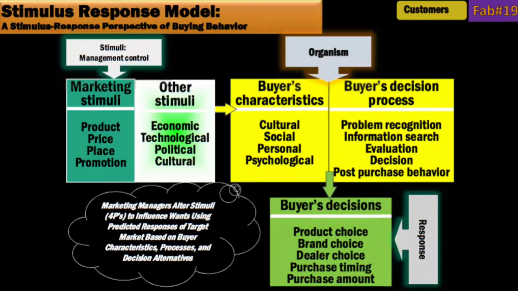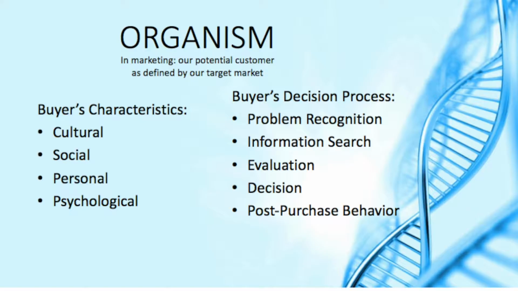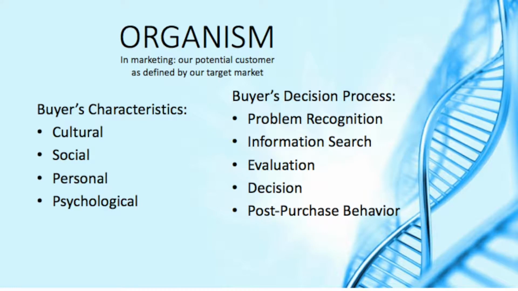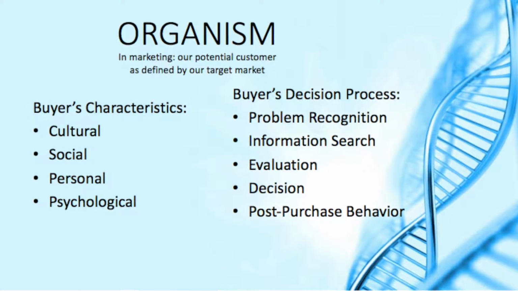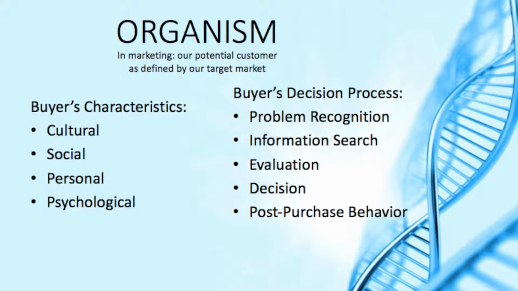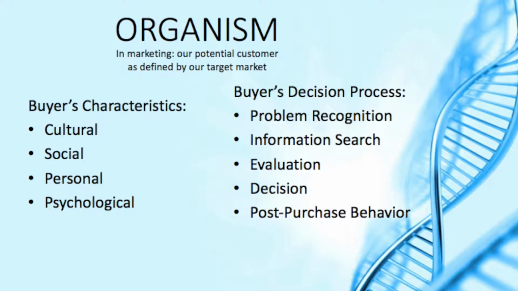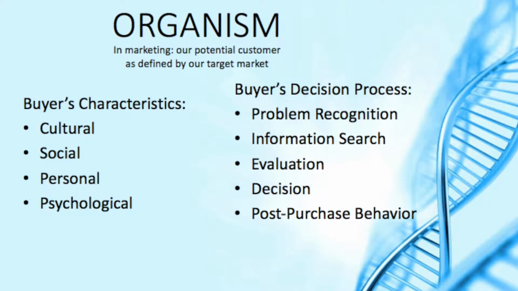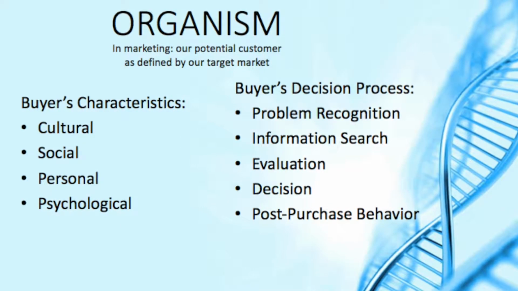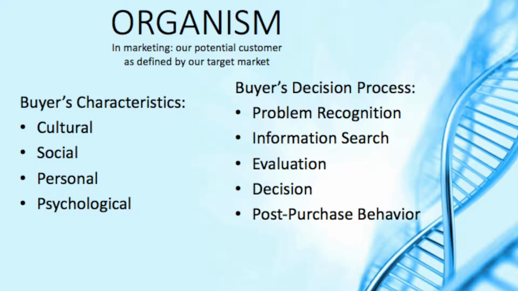Today I'll be your guide to Fab Slide 19, the Stimulus Response Model. This is essentially a three-part model dealing with how a specific stimulus interacts with an organism to produce a response. For our discussion, we will talk about the organism first. In marketing, that organism is our potential customer, and they have a variety of different characteristics. They have different cultural backgrounds, social circles, psychological makeup, and personal preferences. All of these things impact how they evaluate a given stimulus and respond to it.